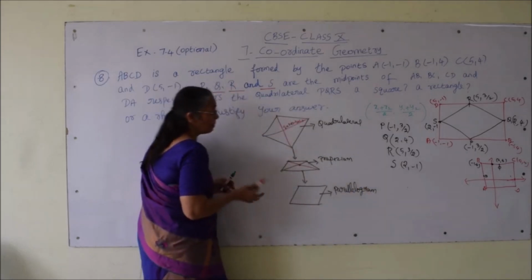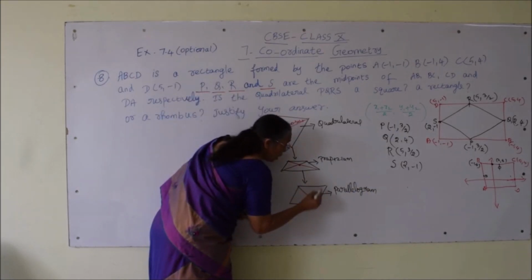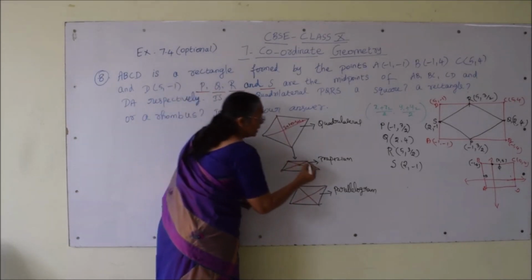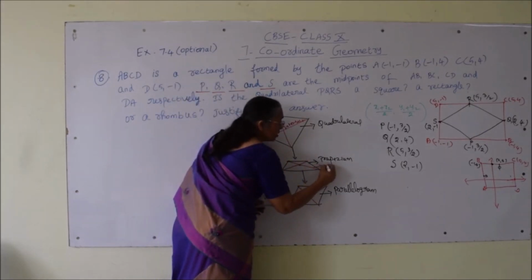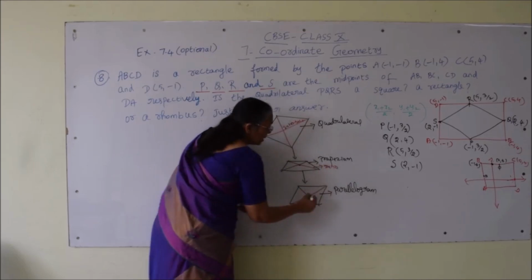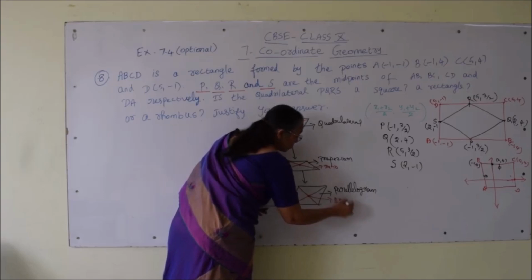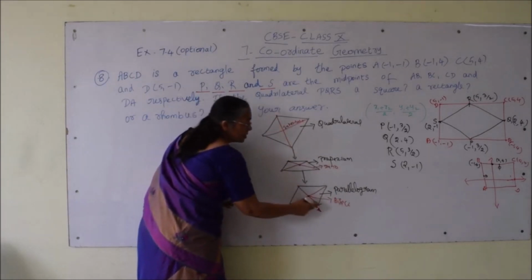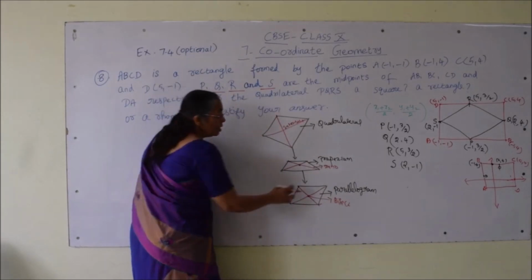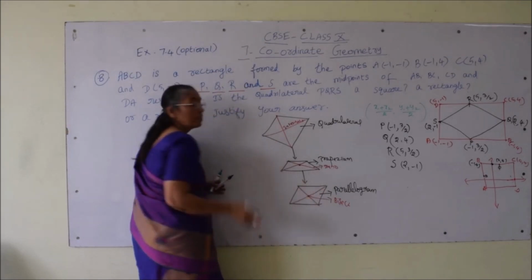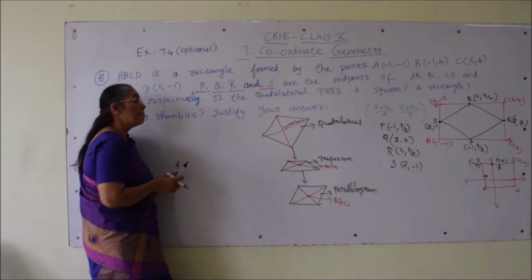How are the diagonals in a parallelogram? Diagonals now bisect. Here the diagonals intersect. Here they intersect in a fixed ratio. Here the diagonals bisect. What do you mean by bisect? Suppose this diagonal length is 8 and this diagonal length is 4 centimeters. So this will become 4 and 4 and this will become 2, 2. Exactly, they meet at the midpoint.